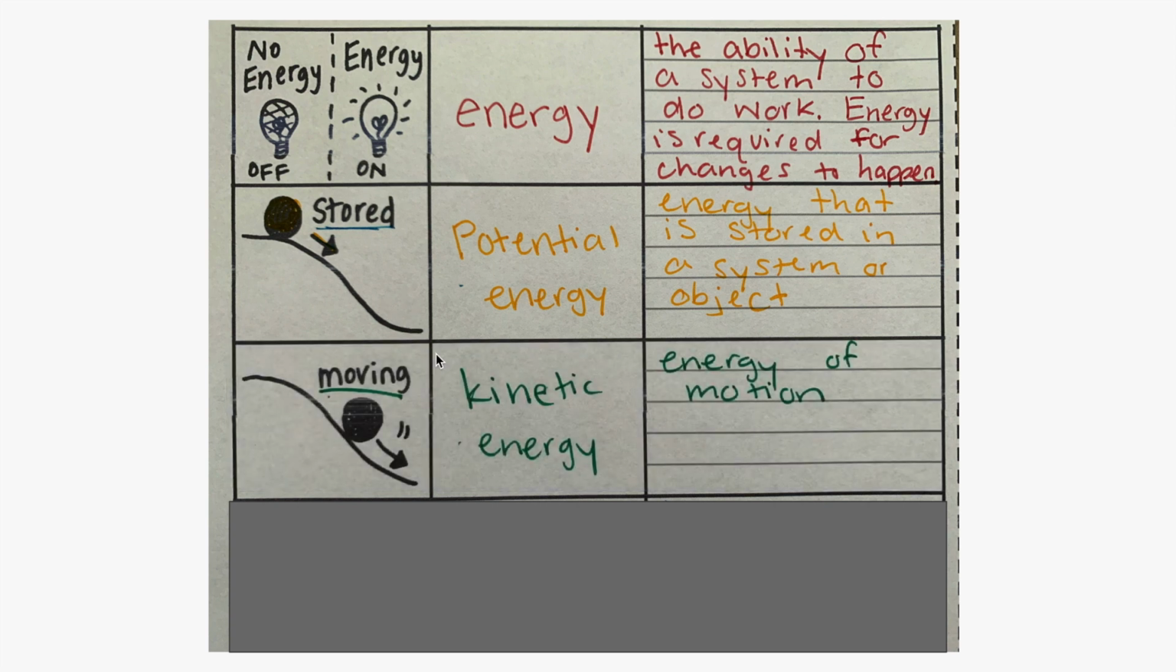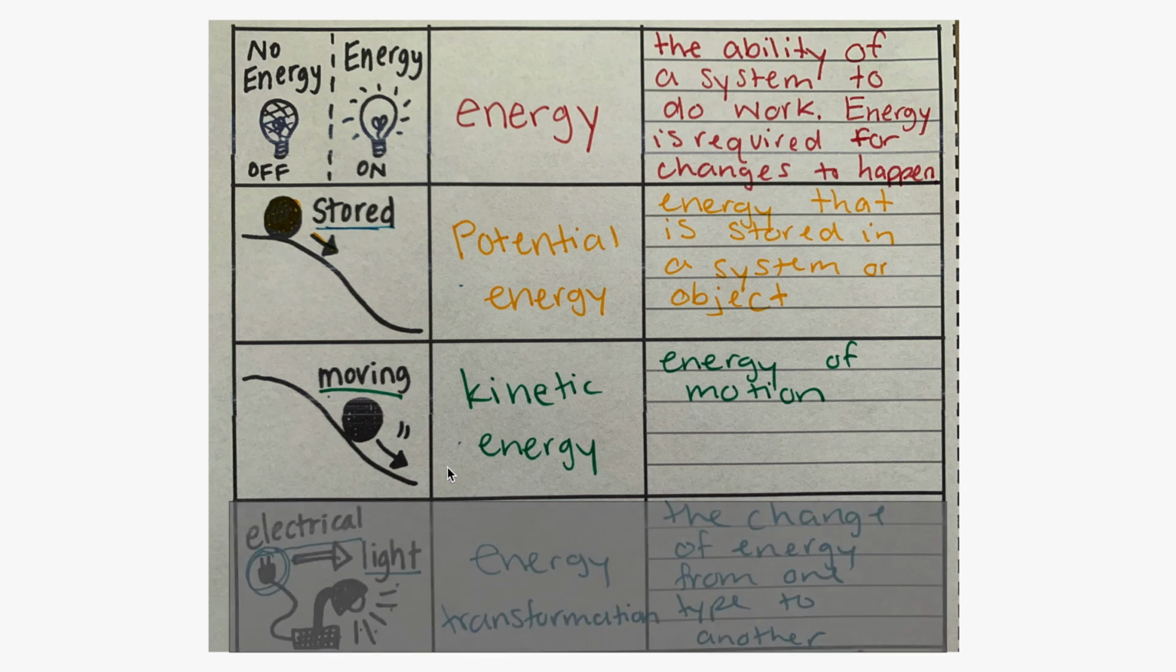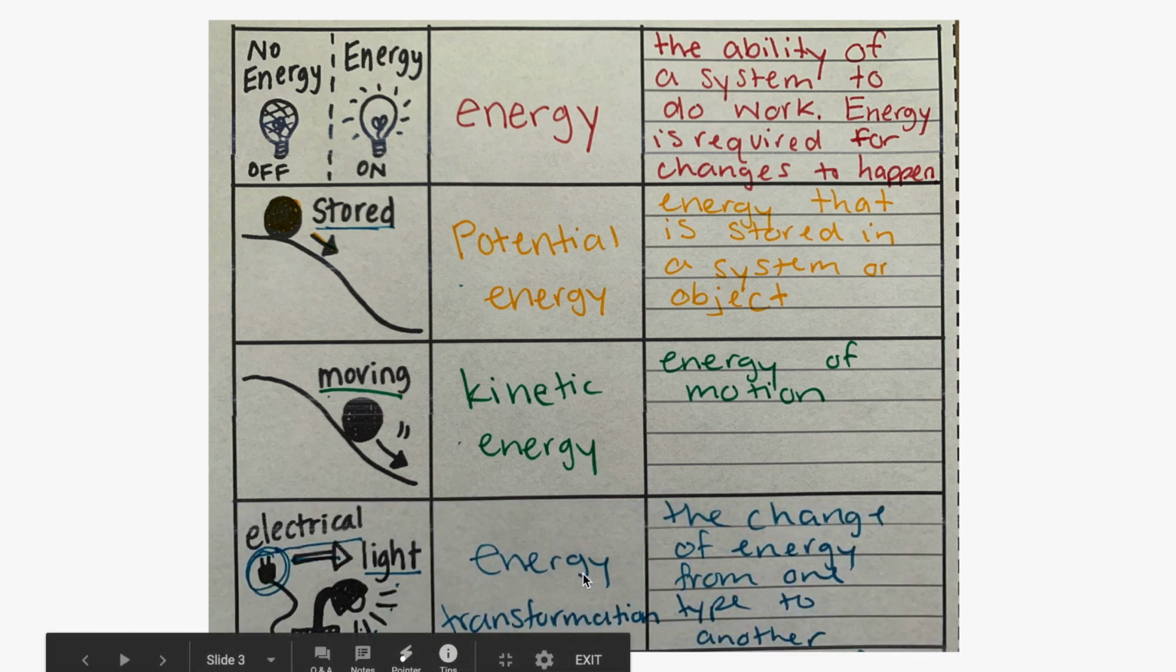This stored energy turns into kinetic energy, which is the energy of motion. So now we can see that our ball moved down the hill and it transferred from potential energy to kinetic energy. And this is because of the energy transformation. So it is the change of energy from one type to another.